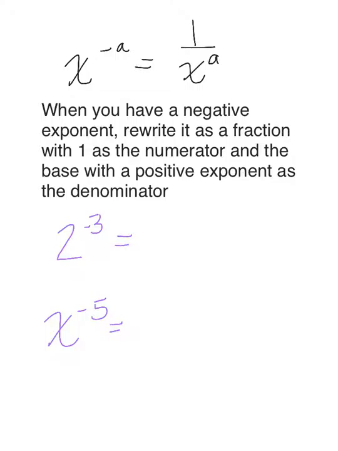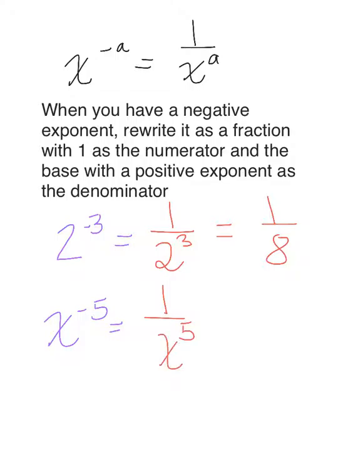X to the negative a is rewritten as 1 over x to the a. So what that means is when you have a negative exponent, you rewrite it as a fraction with 1 as the numerator and the base with a positive exponent as the denominator. So 2 to the negative third is going to be rewritten as 1 over 2 to the positive third, which can be simplified as 1 over 8, because 2 to the third is 8. X to the negative 5 is going to be rewritten as 1 over x to the fifth.